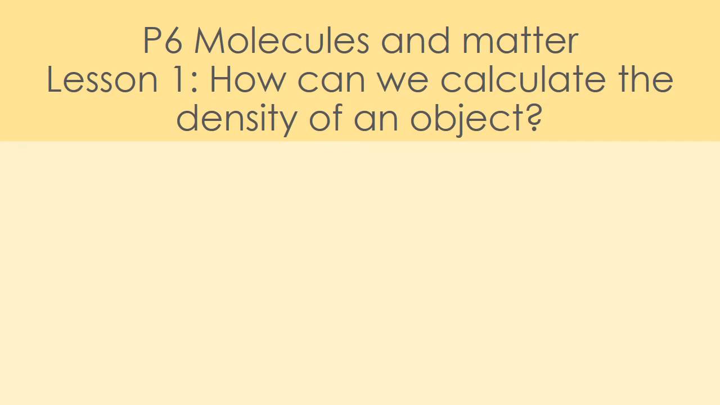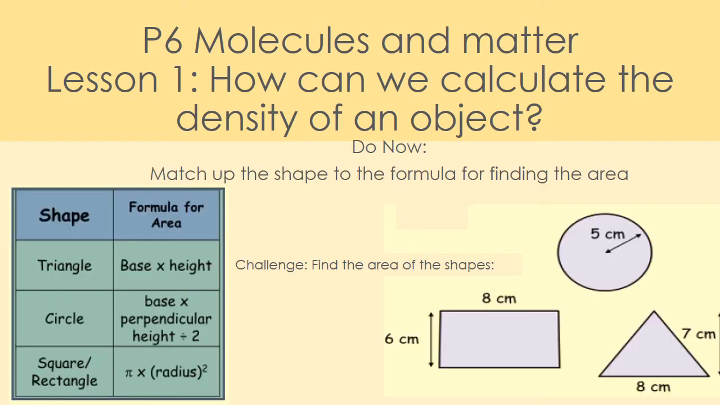So first off, we're going to be looking at just doing a bit of maths and some calculations. So you needed to match up the shape to the formula for finding the area. So we've got a triangle, a circle, and a square or a rectangle. And then we've got the formula for finding the area, which is either base times height, base times the perpendicular height divided by 2, or pi times the radius squared. There is a challenge there as well to find the areas of those shapes.